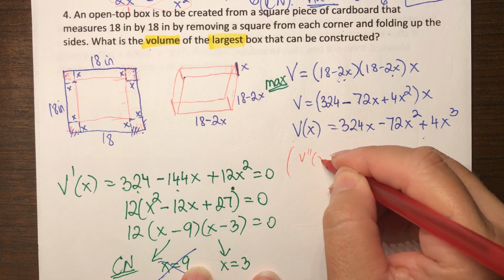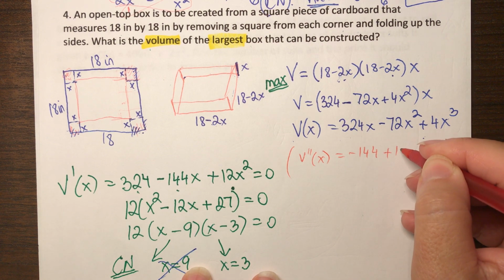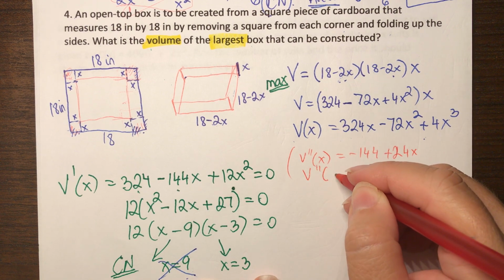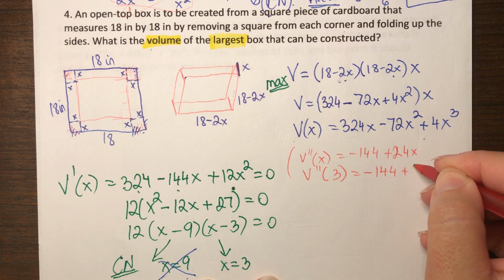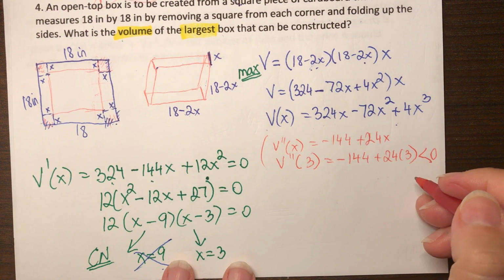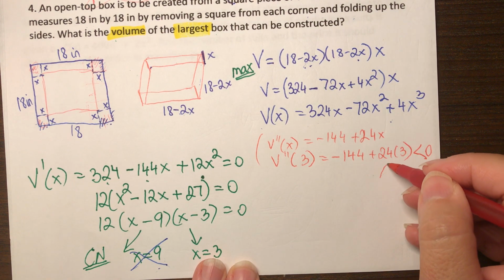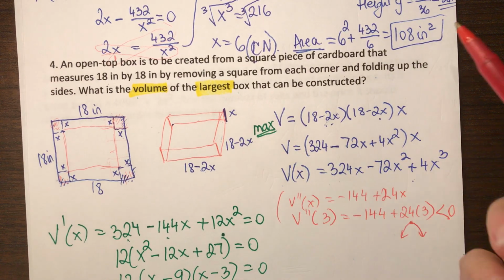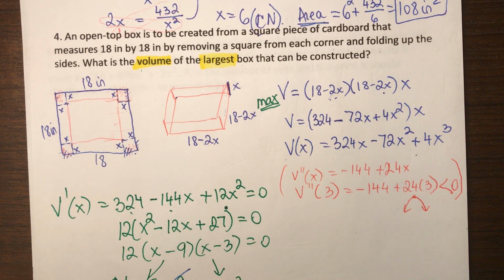And again, I'll waste my time one last time. How do I know it's a maximum? I'll find the second derivative, which is negative 144 plus 24x. And what do I check? I check the second derivative at 3. It's going to be negative 144 plus 24 times 3, which is 72 and gives negative 72. The point is that it's negative when I plug in this critical number. So since the second derivative is negative at my critical number, the graph is concave down, so I have a maximum. That's what I was asking for. So you're good, right? So don't worry about the second derivative test. That's all I'm telling you.